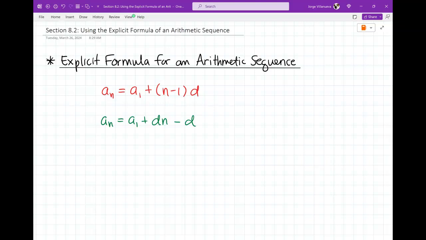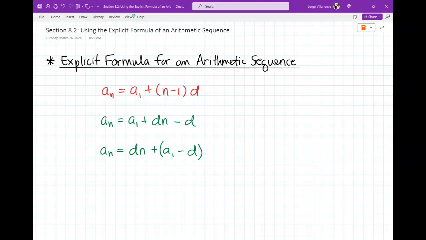Now, if I rewrite some of these things, kind of like switch them around, this is what it looks like. All right, I'm going to put the dn in the front, the a sub 1 towards the back. So a sub 1 minus d, I'm going to put a parenthesis around it. A sub 1 minus d, that's just a number because d is just a number, like a plus 2 or a minus 5. A sub 1 is just a number. It's the first number, right? Like a 10, a negative 3.